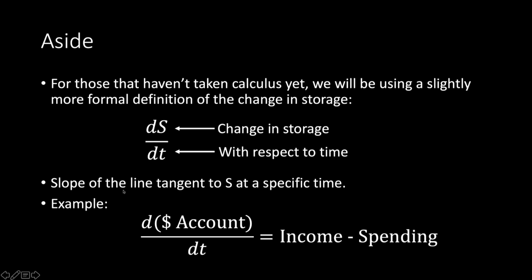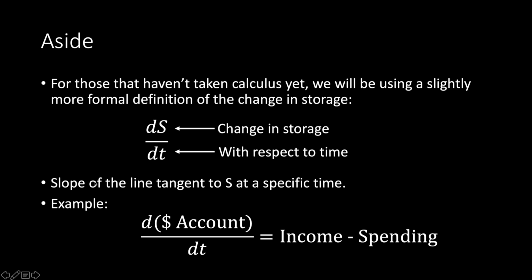This slope of the line is a slightly more mathematically formal way of expressing something you already have an intuitive understanding of, which is the idea of a slope. So we interpret this dS/dt as the slope of the line tangent to this storage function at a specific point in time.